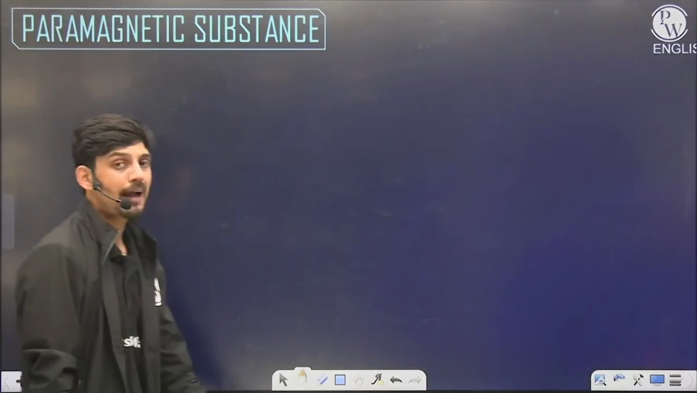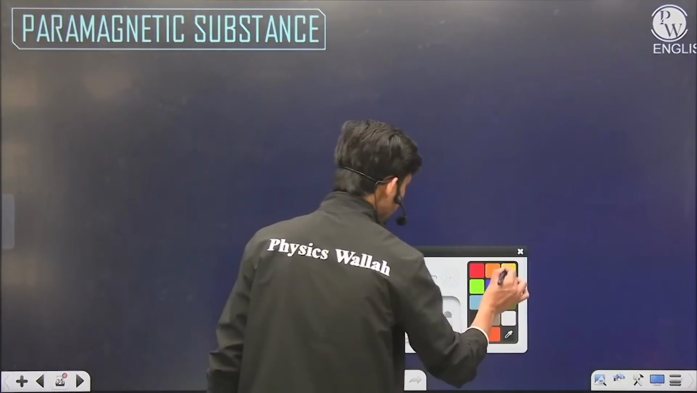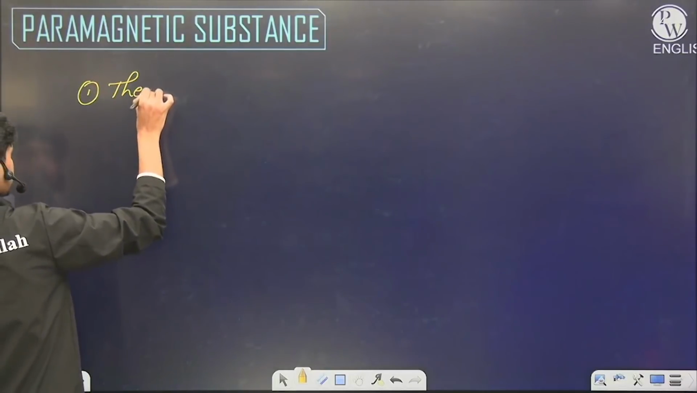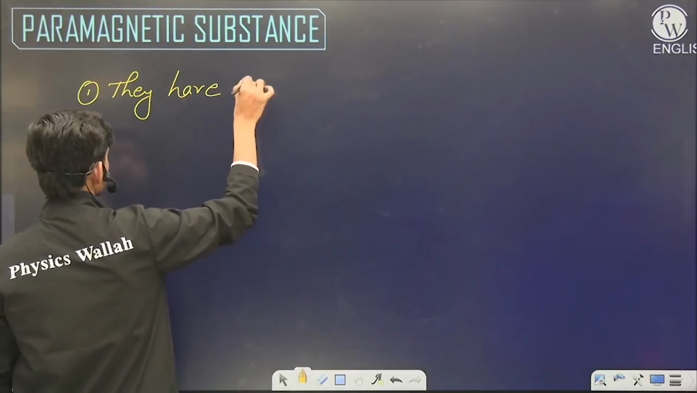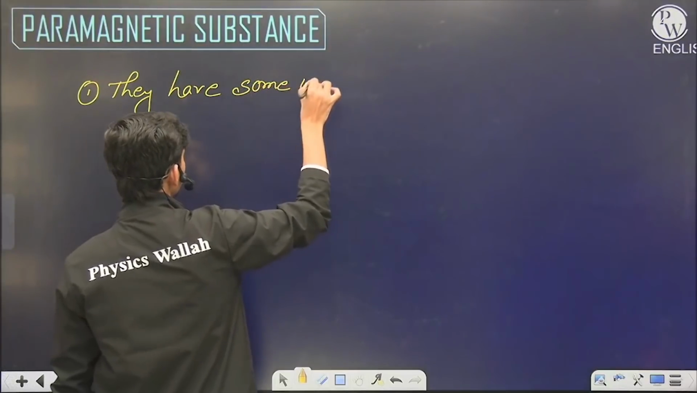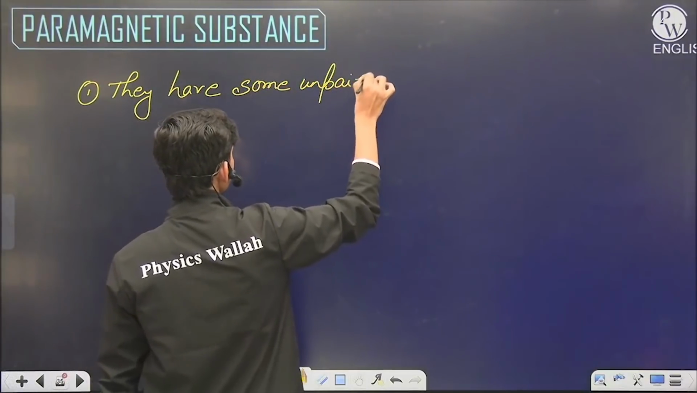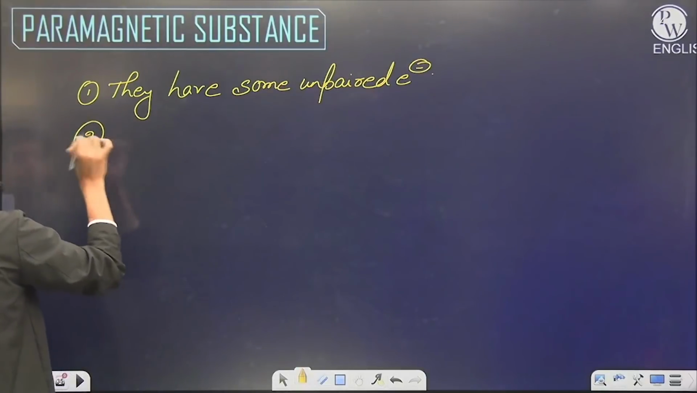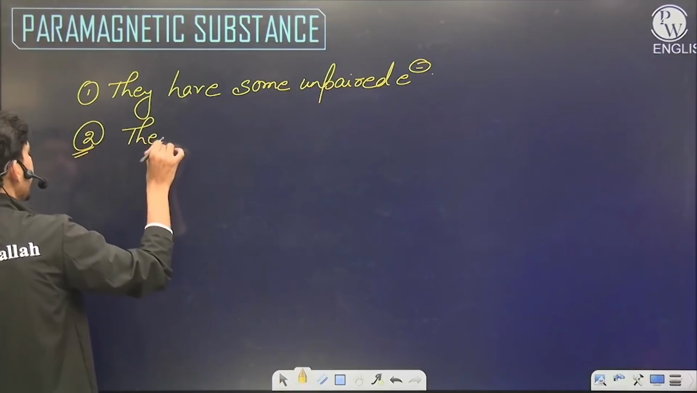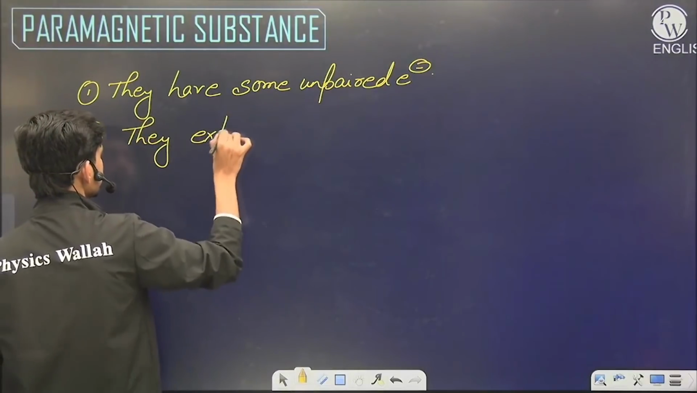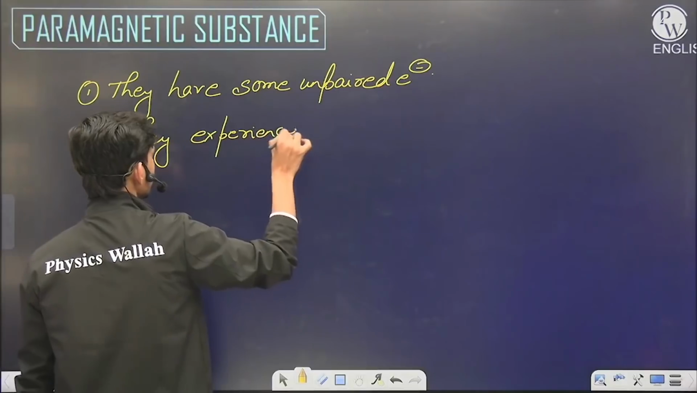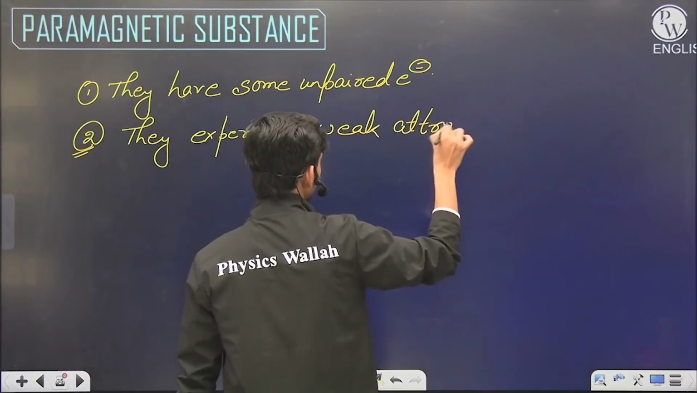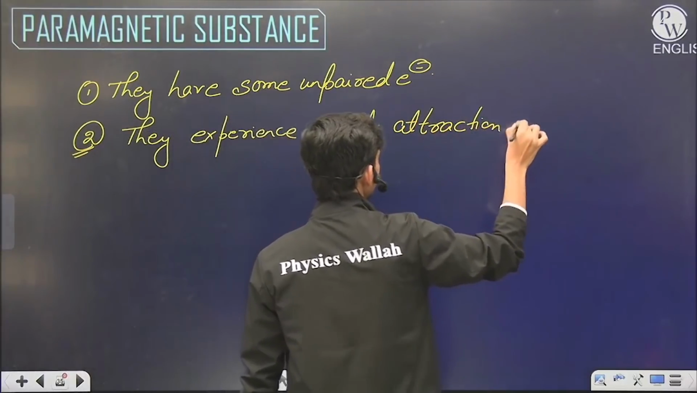Now the second thing is paramagnetic substances. What are the paramagnetic substances? First thing, they have some unpaired electrons. Due to these unpaired electrons, they experience weak attraction. These are attracted in an external magnetic field.